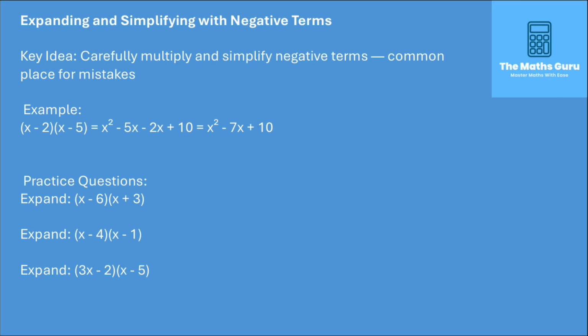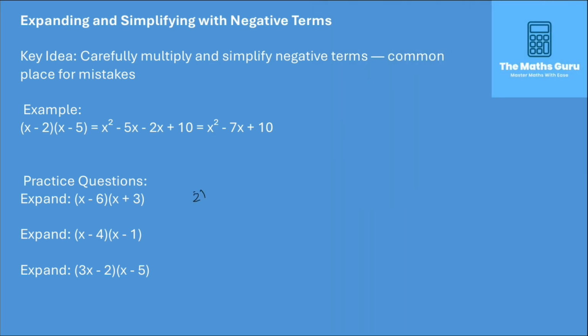Okay, hopefully you've answered those questions now, and I'm going to show you exactly how to do it, and hopefully you got them right. So x minus 6 times x plus 3. Looking at our first terms, we have x times x, which is our x squared. Then outside terms, we have plus 3x, inside terms minus 6x. Last terms gives us minus 18, so x squared minus 3x minus 18 is our answer.